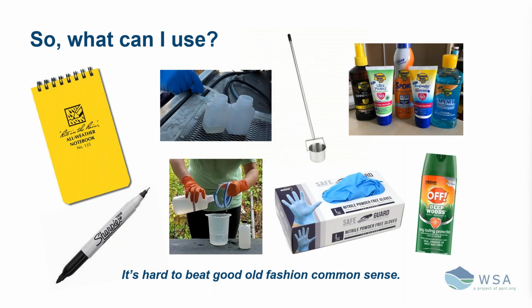So what can you use? The Rite in the Rain all-weather notebooks are a good option when you're taking field notes. Again, your medium or fine point Sharpie pens, your bottles that are supplied from your laboratory, your stainless steel sampler, you'll see this in a video in a little bit, nitrile gloves. Off Deep Woods is known to be PFAS free, as well as in the upper right hand corner there, those Banana Boat skincare products that you see for skin protection.